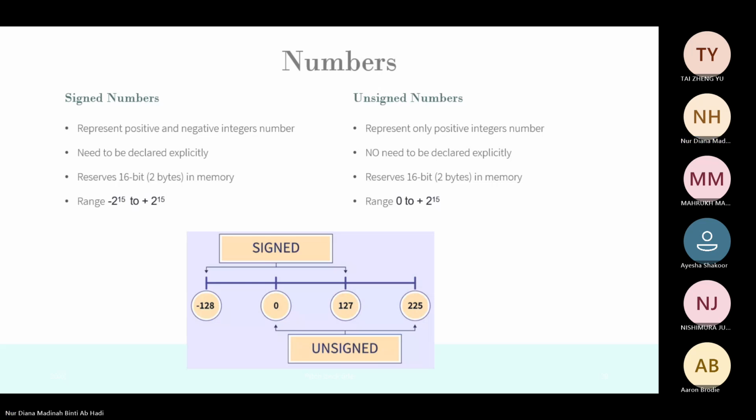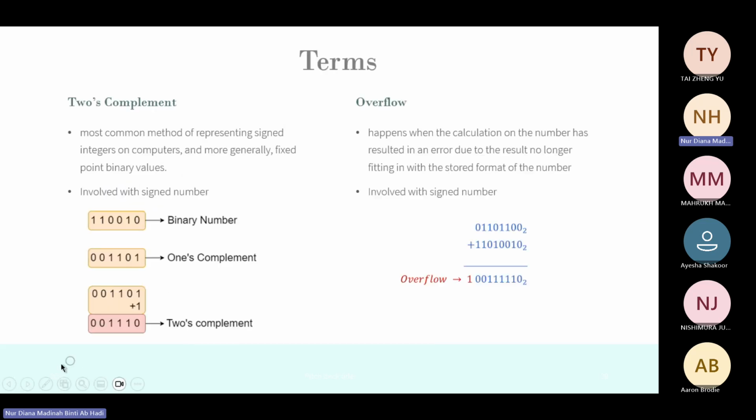The range value of the signed number is negative 2 to the power of 15 until positive 2 to the power of 15. While for unsigned, we start with 0 as the first value. Okay?